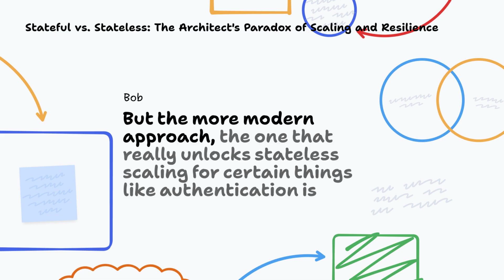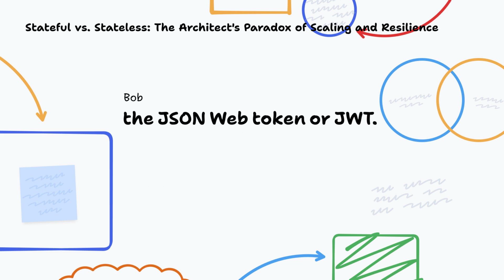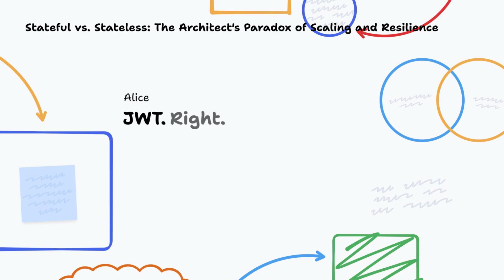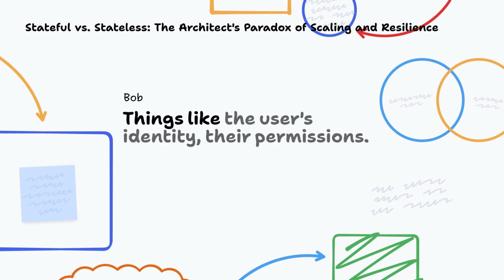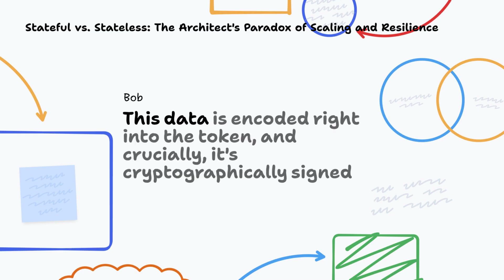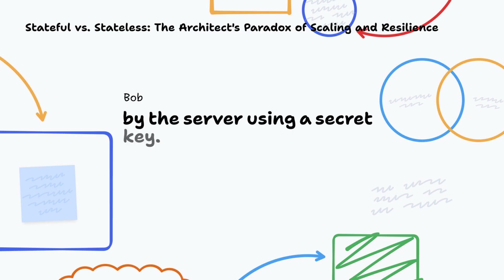But the more modern approach, the one that really unlocks stateless scaling for certain things like authentication, is the JSON Web Token, or JWT. JWTs. Right. I've heard of those. How do they avoid the server lookup? Well, instead of just storing a meaningless ID, the JWT itself contains the actual state data, things like the user's identity, their permissions, maybe an expiration time. This data is encoded right into the token. And crucially, it's cryptographically signed by the server using a secret key.